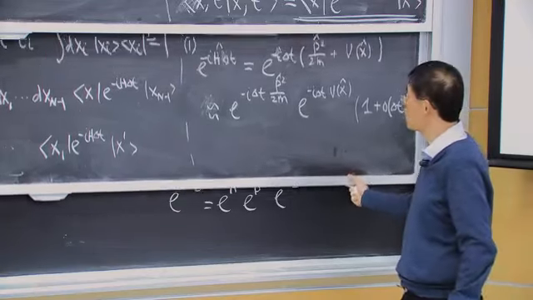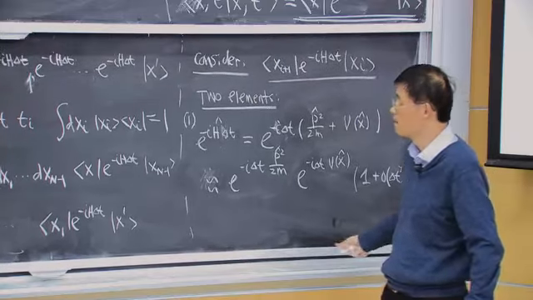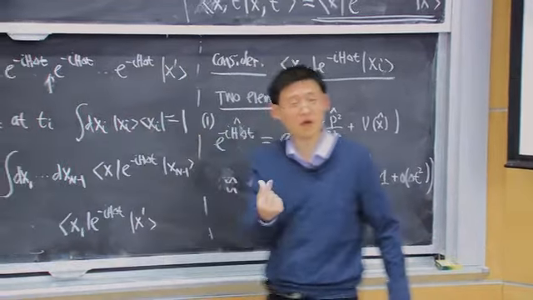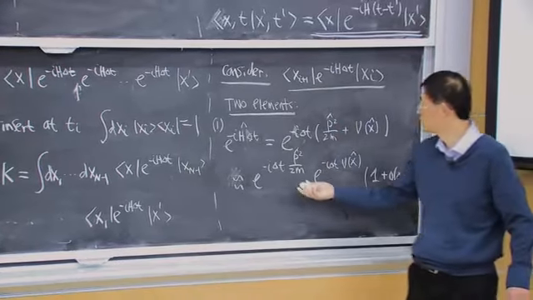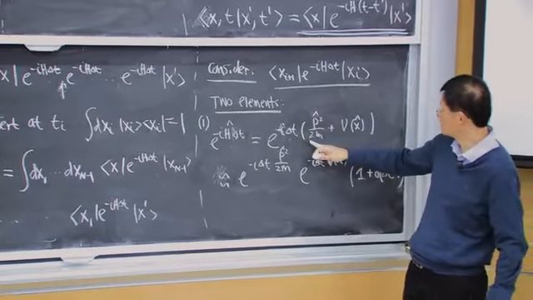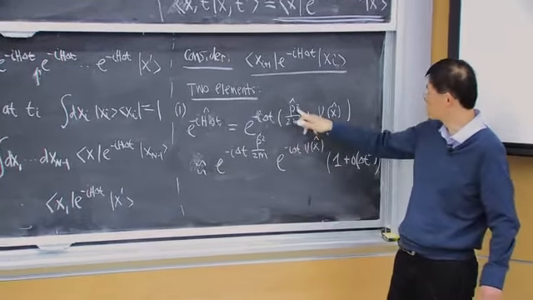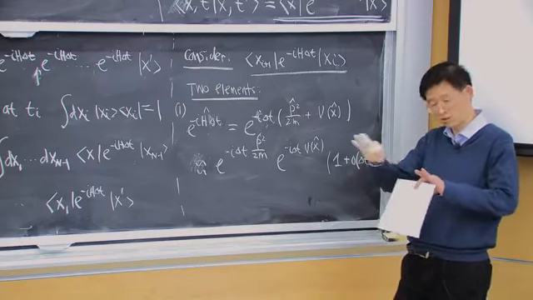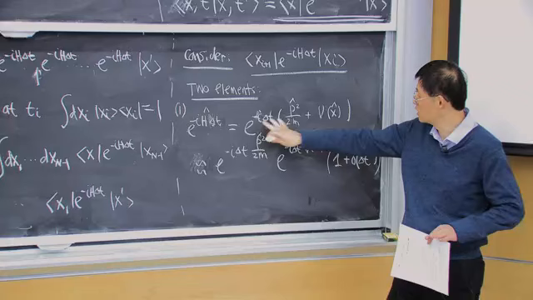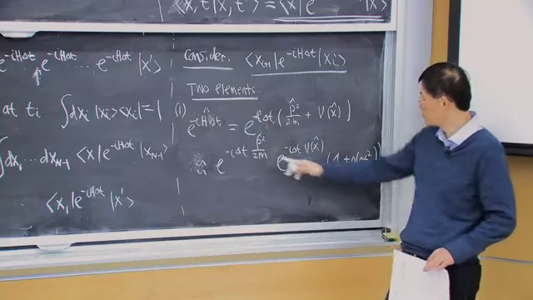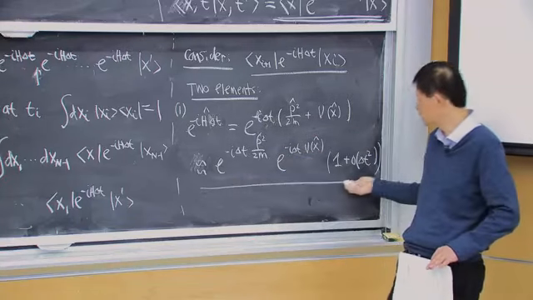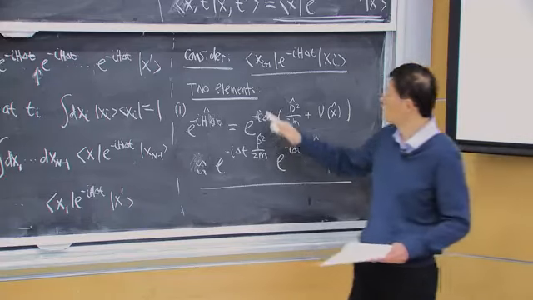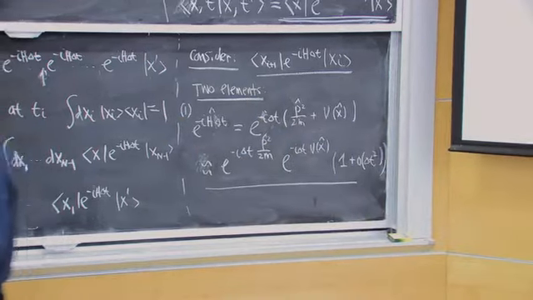So this is one of the key reasons we want to do this. We want to separate into individual steps, because then we can factorize them. In general, we cannot factorize this guy. It is very complicated because p and x don't commute. For finite t, we cannot factorize them. But for delta t, we can factorize them and we get this structure. Once you have this structure, this thing becomes easy to compute.